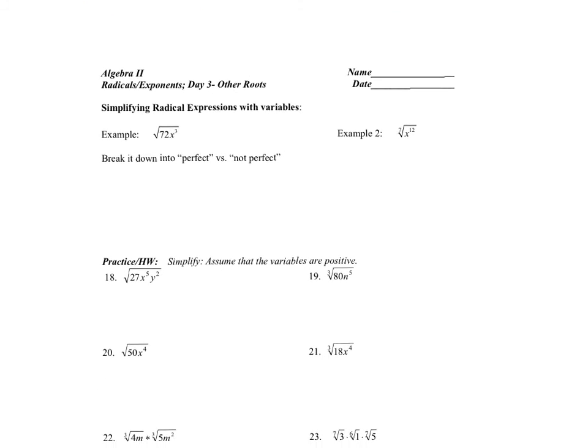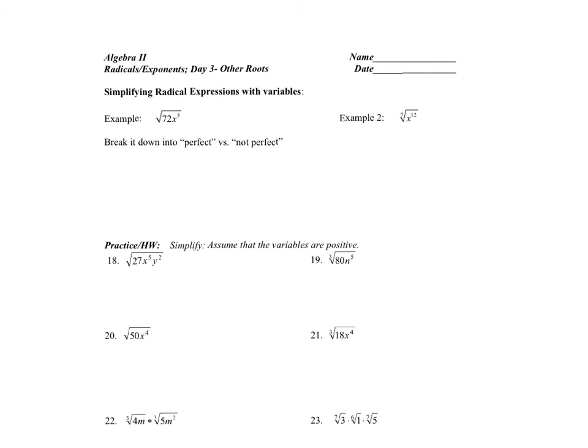Now, the last thing we're going to cover today is simplifying radical expressions with variables. And remember, we've done this before, okay? The first example is something that you have seen before, right? We're taking the square root of 72 times x to the third. You're going to think about breaking it up into its perfect and its not.